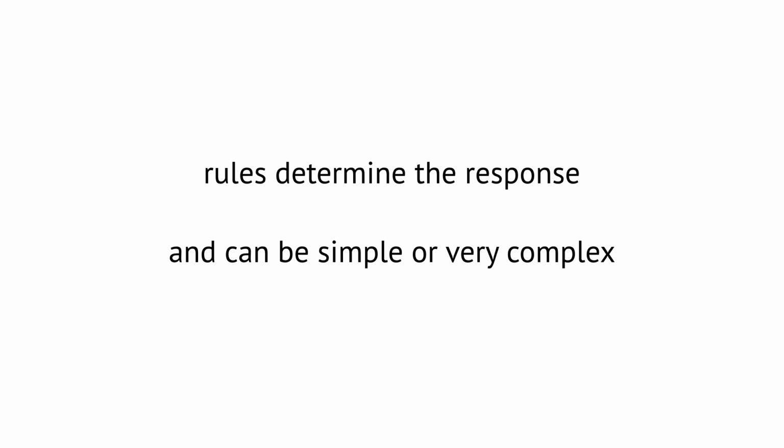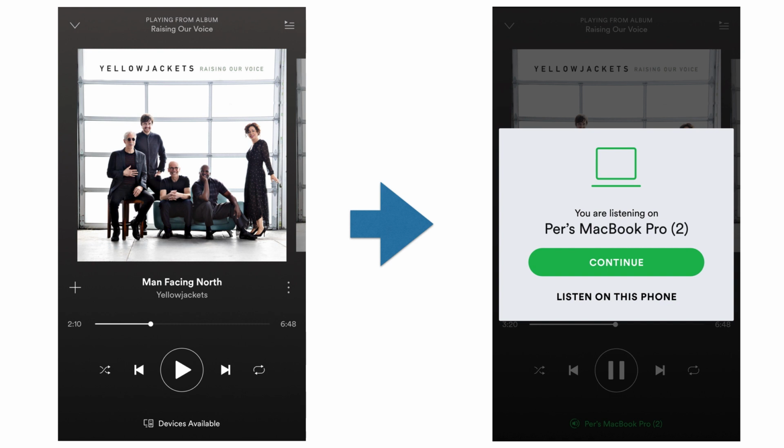Rules are what determine the response, and they can be simple, which they are in many cases, but they can also be quite complex. I would encourage you, when you design systems, to try to not make them too complex. Often you can describe maybe a few additional steps and then have less complex rules than trying to make a very complex rule. So one example of a rule here is that if you're playing Spotify, you can actually make Spotify play somewhere else.